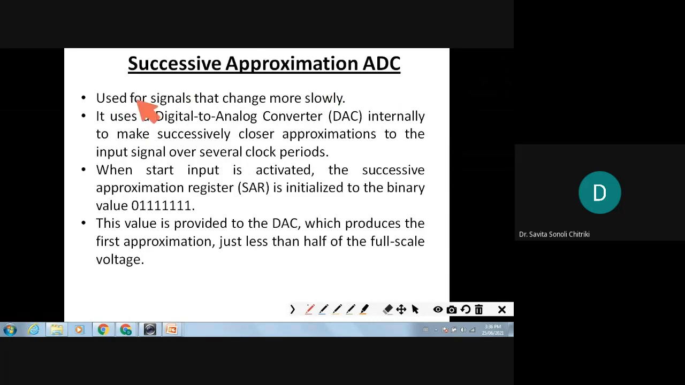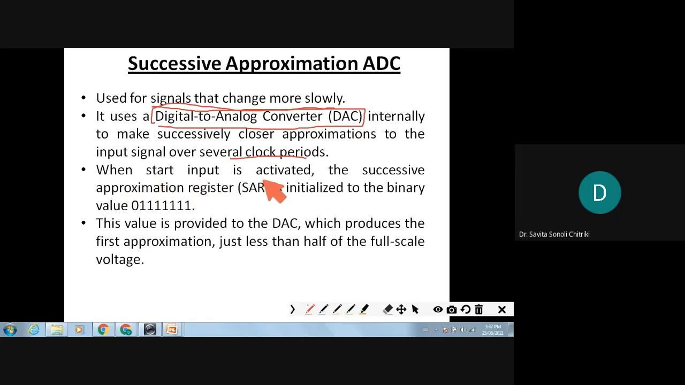So successive approximation ADC is used for signals that change more slowly. For such applications, we are going to use successive approximation ADCs, whereas flash ADCs are used where we have done the listing there. It uses a digital to analog converter, so a DAC is used internally to make successively closer approximations to the input signal over several clock periods.